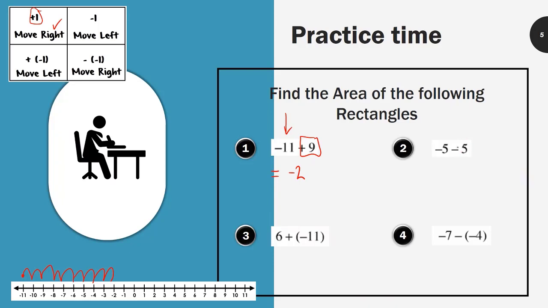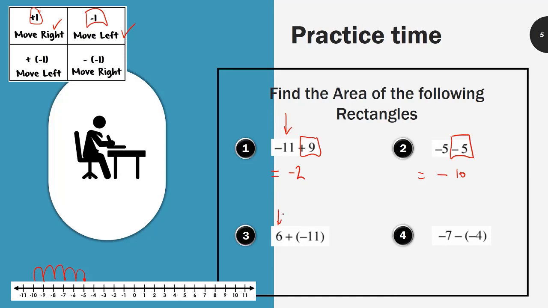Question 2, -5, take 5, okay? So I'm starting at -5. And when I take away a positive, I've got to move left. Okay, I've got to move left. So I've got to go by 5 positions, 1, 2, 3, 4, 5. So I end at -10. Okay, and end at -10.